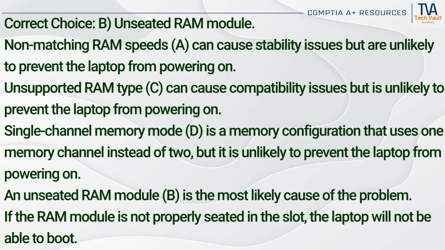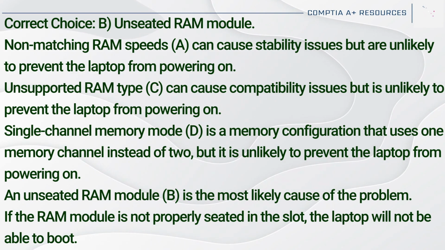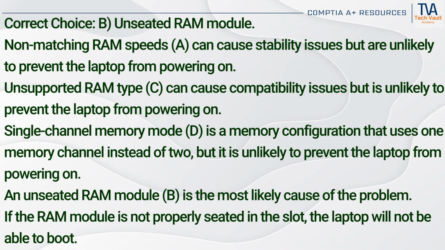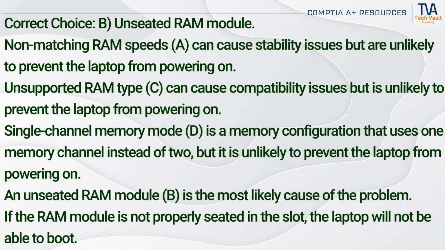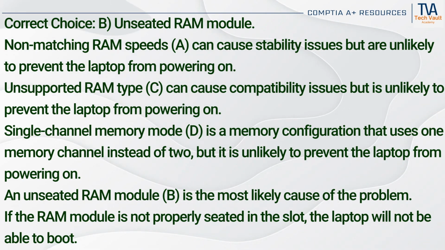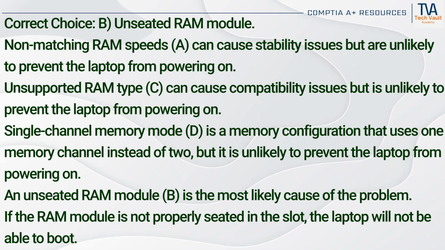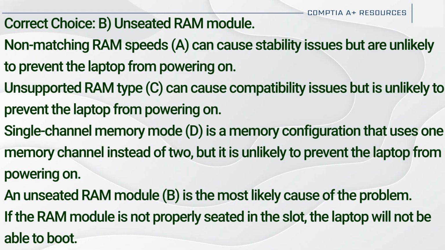Correct choice, B. Unseated RAM module. Non-matching RAM speeds, A, can cause stability issues but are unlikely to prevent the laptop from powering on. Unsupported RAM type, C, can cause compatibility issues but is unlikely to prevent the laptop from powering on. Single-channel memory mode, D, is a memory configuration that uses one memory channel instead of two, but it is unlikely to prevent the laptop from powering on. An unseated RAM module, B, is the most likely cause of the problem. If the RAM module is not properly seated in the slot, the laptop will not be able to boot.